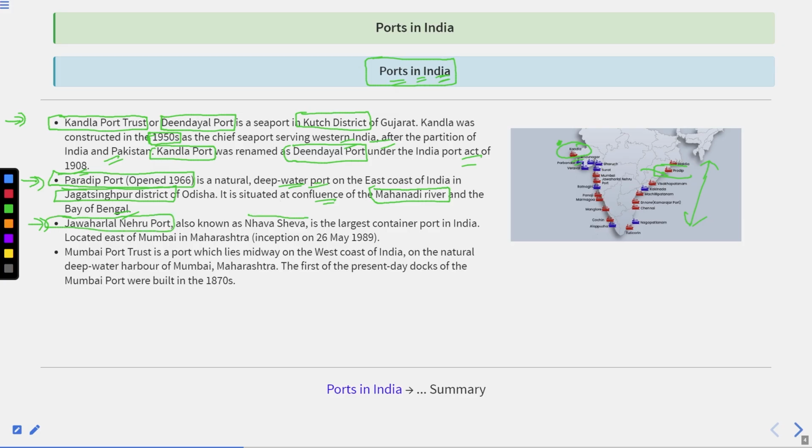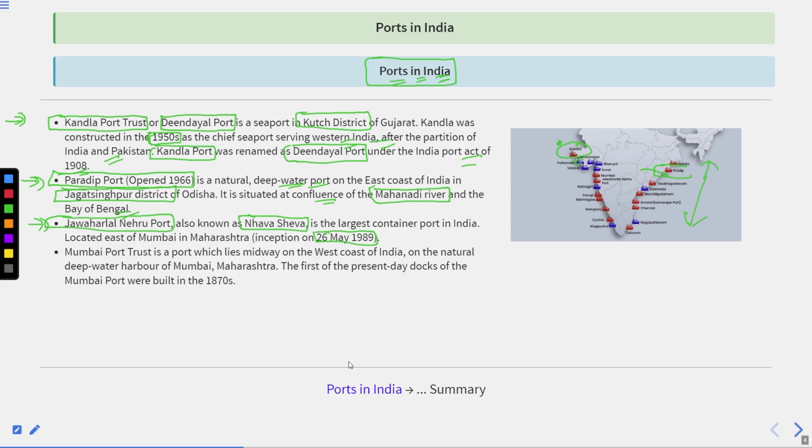Jawaharlal Nehru Port, also known as Nhava Sheva. It is the largest container port in India, located east of Mumbai in Maharashtra, and basically opened on 26 May 1989.